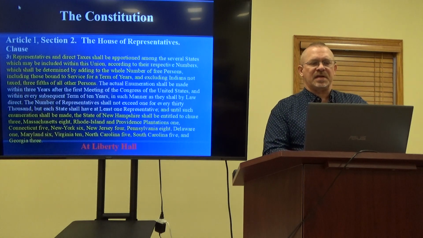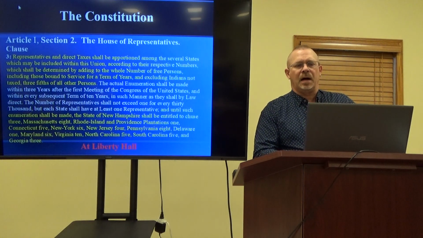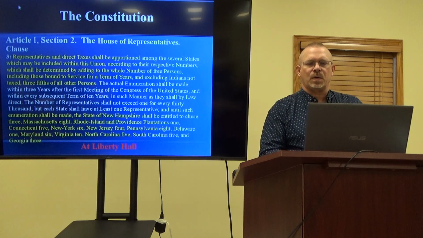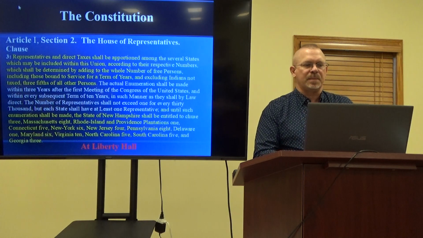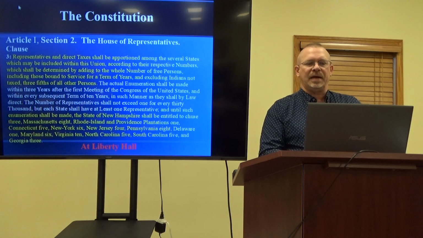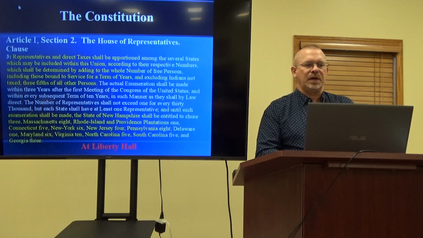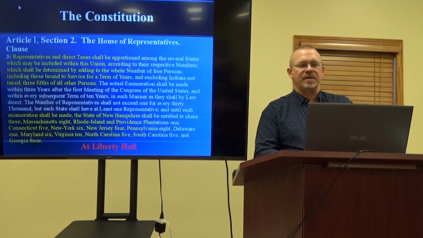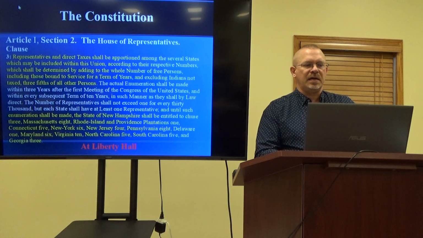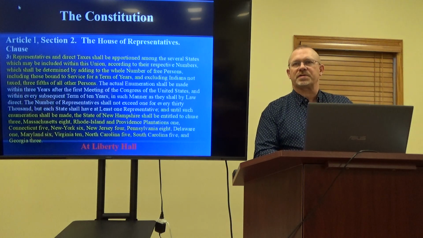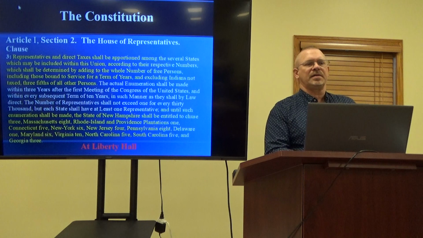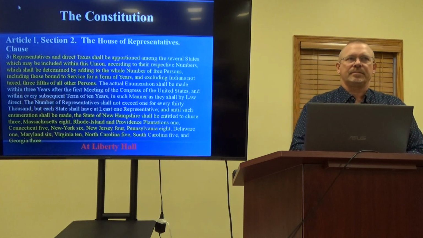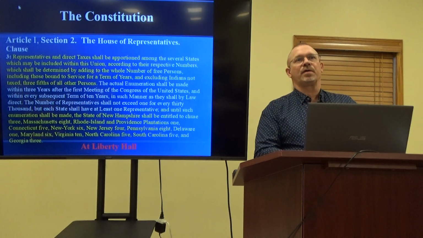Representatives and direct taxes shall be apportioned among the several states which may be included within this union according to their respective numbers, which shall be determined by adding to the whole number of free persons, including those bound to service for a term of years, and excluding Indians not taxed, 3/5 of all other persons. What article do you think changed that? 13 and 16. All right, 13 and 16.